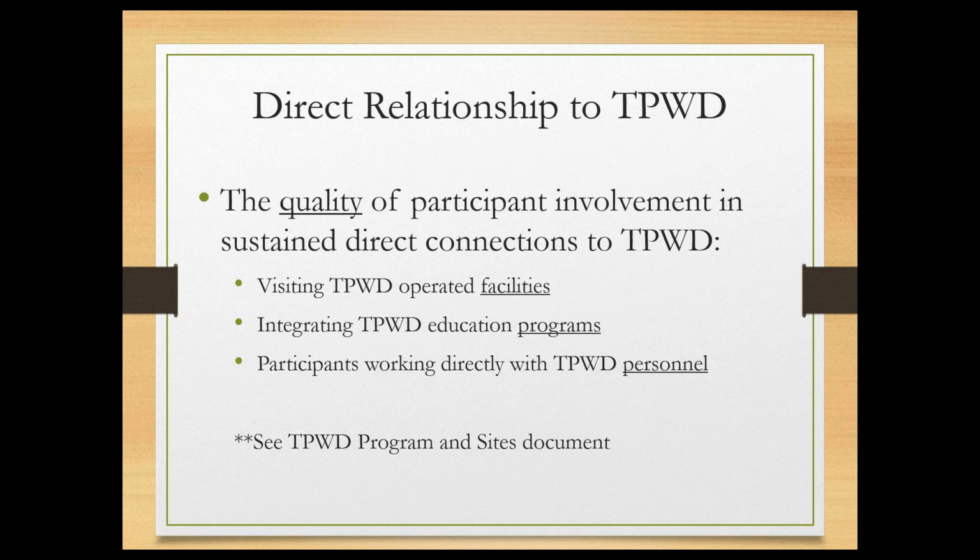And so the next section of the application is your direct relationship to Parks and Wildlife. And remember, you're required to have at least one of these direct relationships. And so what does that mean? We're looking at having your participants either visit a Parks and Wildlife operated facility. So again, that can include a state park, a wildlife management area, fisheries, state natural areas, any of the sites that are owned and operated by Parks and Wildlife.